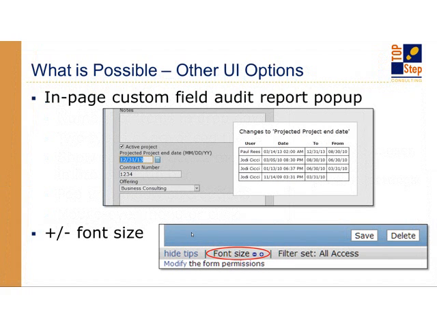Okay, some other UI options of what's possible. This is actually a new feature. It has to be enabled, the in-page custom field audit report pop-up. Love that title. This is what it does. If you're in a form and you click on a custom field, you can see historically all the changes that have been made to that field, by whom, on what date, and the from and the to values. So let me show you what that looks like real quick.